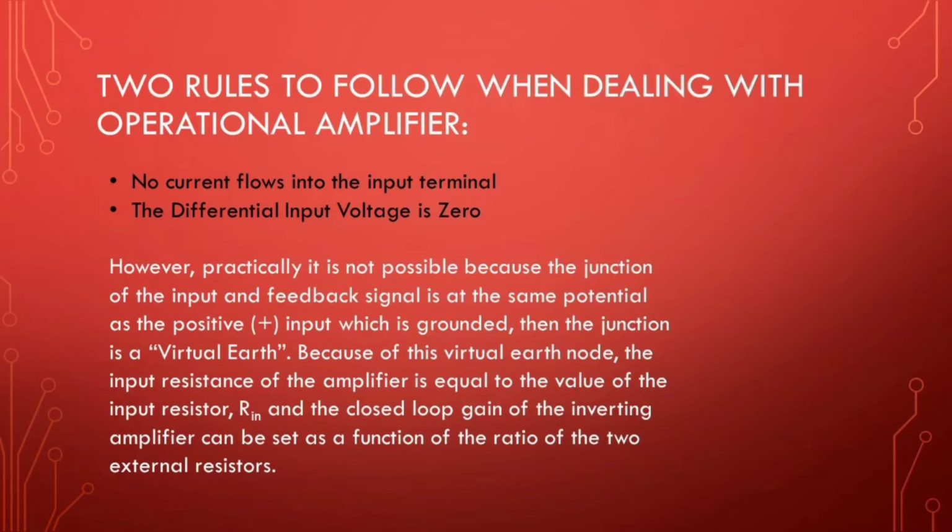Because of this virtual earth node, the input resistance of the amplifier is equal to the value of the input resistor Rin, and the closed loop gain of the inverting amplifier can be set as a function of the ratio of the two external resistors.